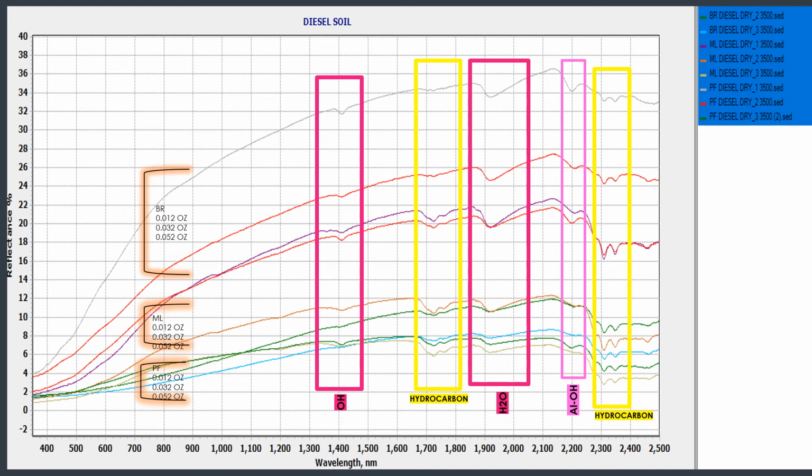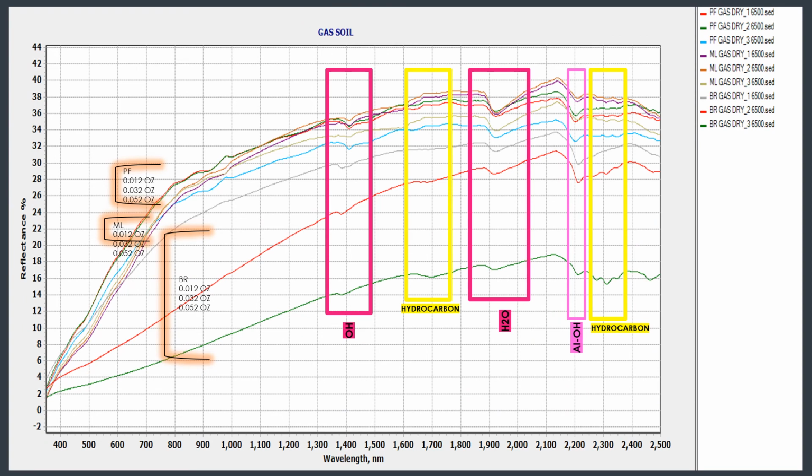The broadness and complex shape of the 1900 nanometer band is consistent with the presence of water in a number of sites in the clay, structurally disordered clays, or more than one species of clay. Clay lattice OH bands, specifically AlOH, are present at 2200 nanometers, correlating to the clay in the soil samples. And finally, the hydrocarbon feature at the 2290 to 2360 nanometer region. So you can clearly see the hydrocarbon features from the diesel within our soil spectra.